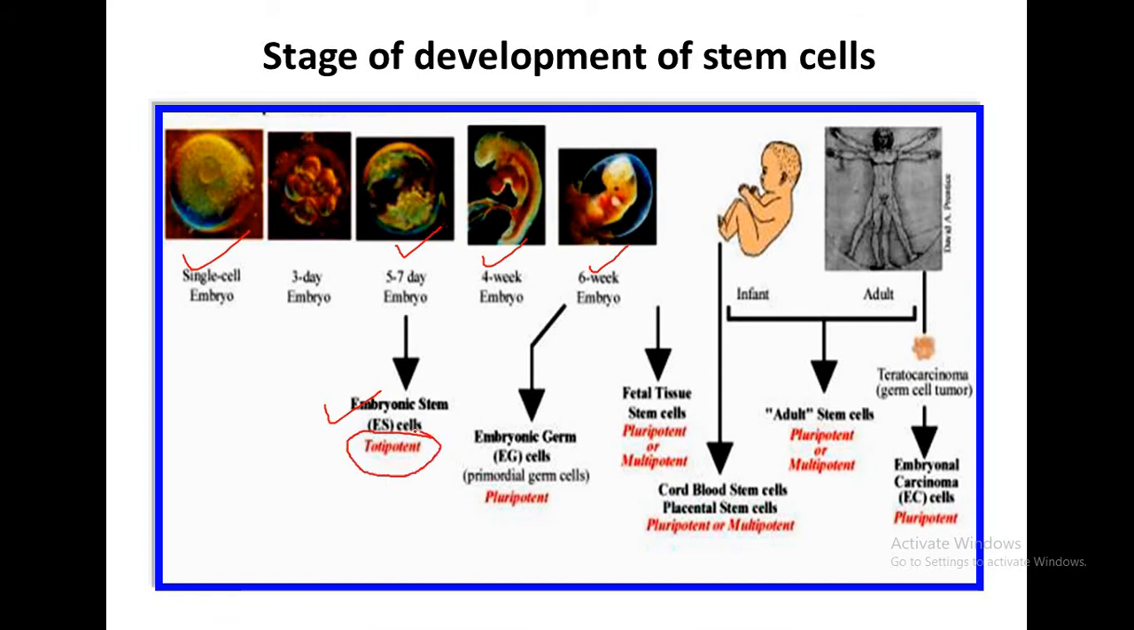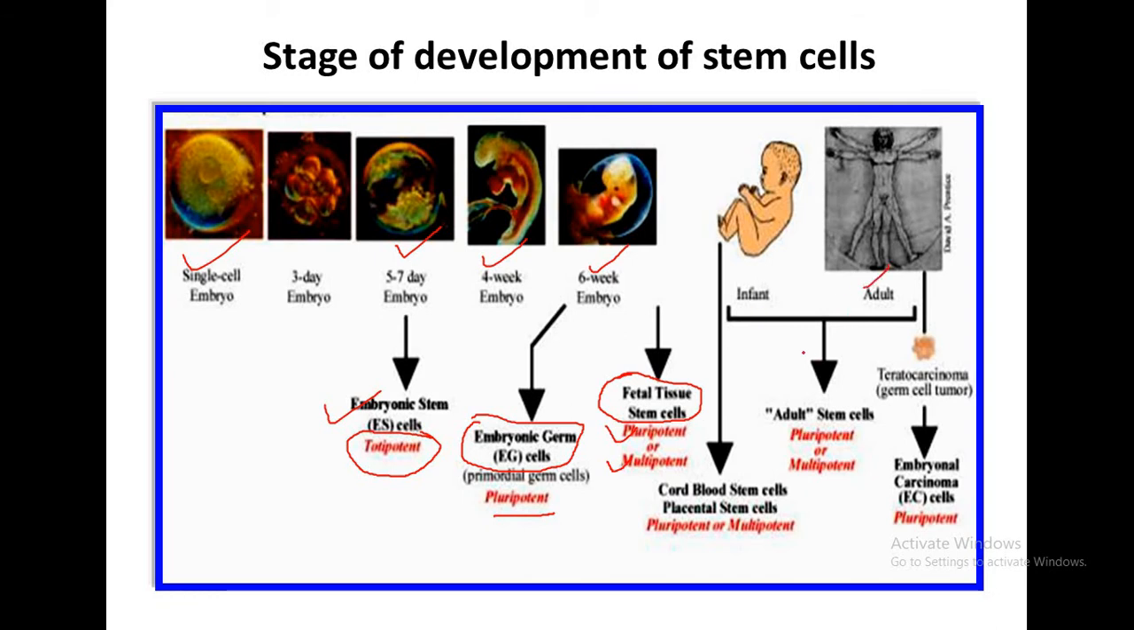We will discuss in the further slides what the totipotent stem cells, pluripotent stem cells and multipotent stem cells are. So we will just discuss briefly in the next slides. And in the 6th week, this condition is called embryonic germ cells. This condition is called pluripotent cells, and after 6 weeks, the fetus tissue stem cells could be pluripotent or multipotent.